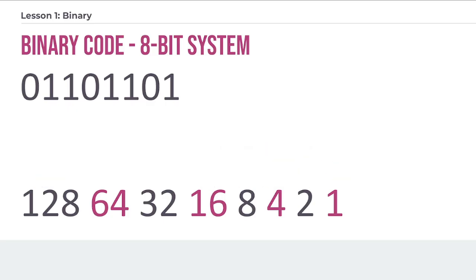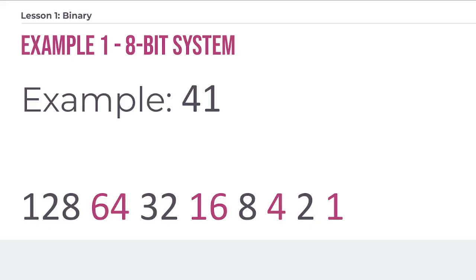All right, let's try and look at an example. The number 41. So 41, just to break it down over here, is, and this is a base 10 number, by the way, they will always specify on the test, they will tell you this is a decimal number, or this is a hexadecimal number, or this is a binary number.